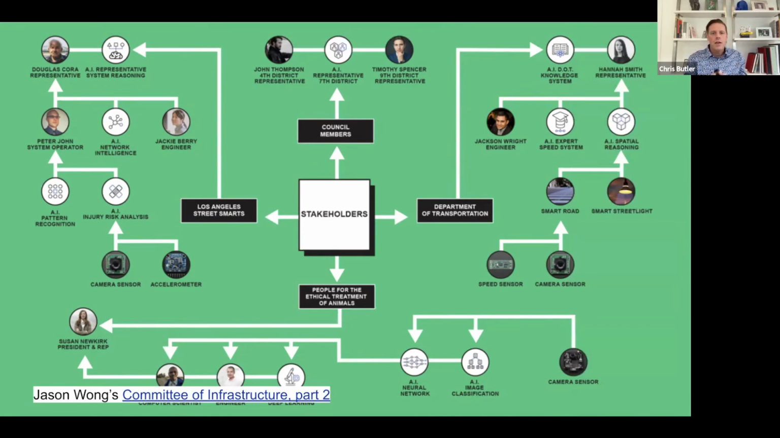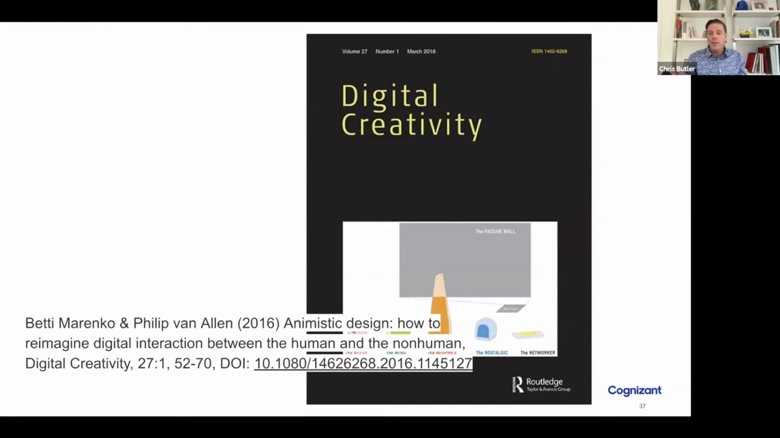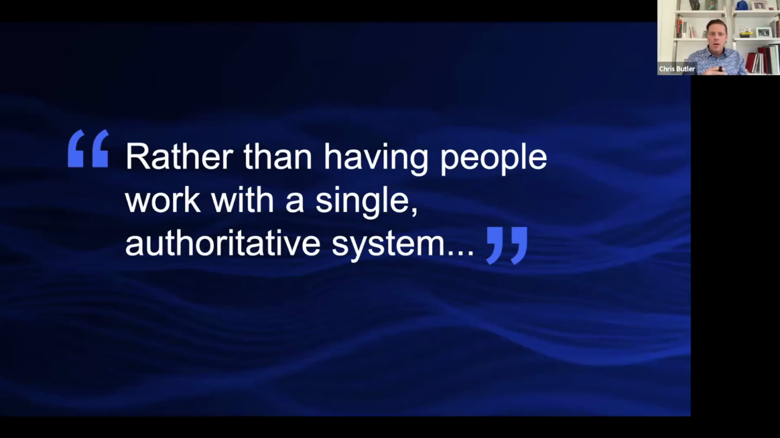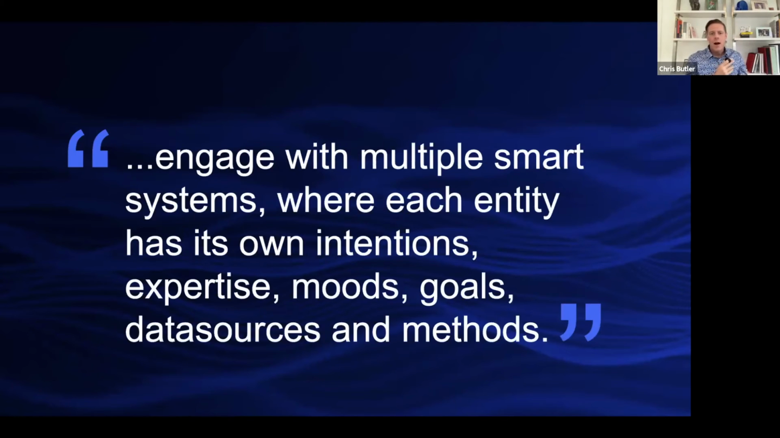Where that really led me to was this work by Philip Van Allen, who is a professor at Art Center right now, but is going to be moving on to something else after this, around animistic design. He wrote this paper in Digital Creativity that was really interesting to me. The quote here is, rather than having people work with a single authoritative system, like the big blue glowing brain that symbolizes AI that everybody is going to have their own conversation with, we'd rather engage with smart systems where each entity has its own intentions, expertise, moods, goals, data sources, and methods.